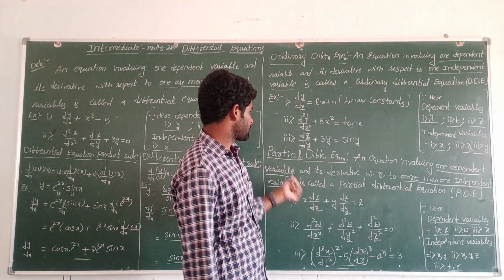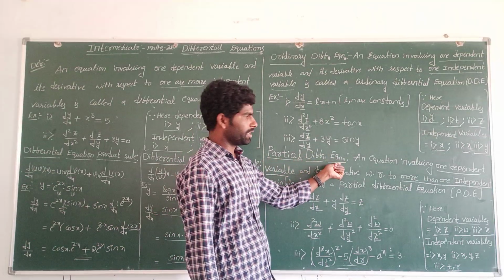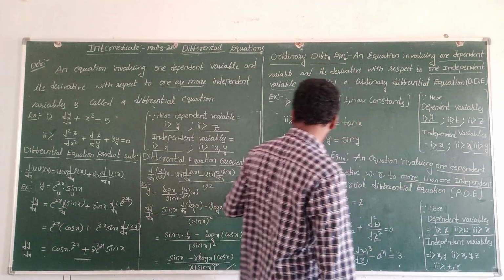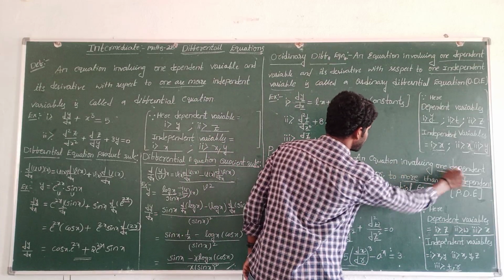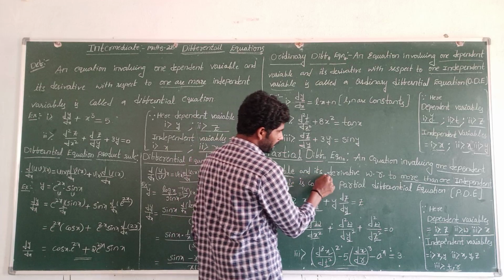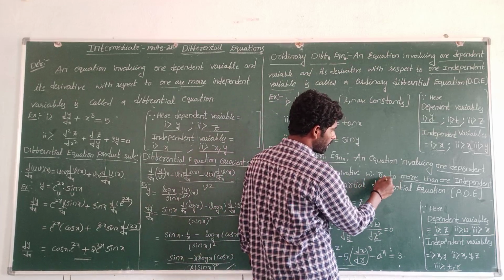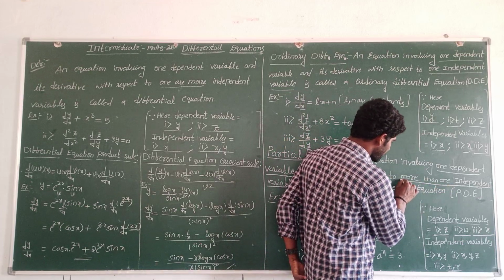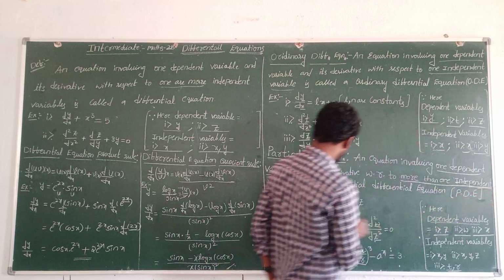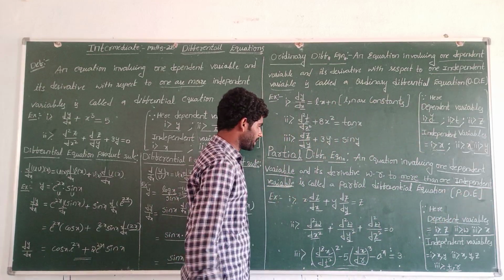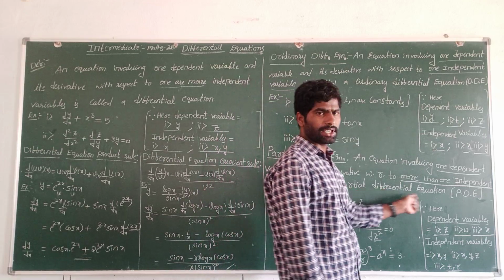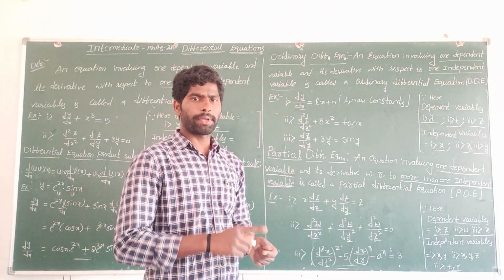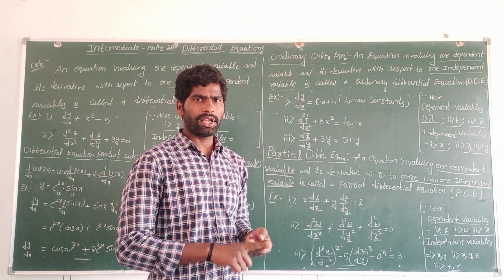Partial differential equation. The second one is the partial differential equation. Important, listen. An equation involving one dependent variable and its derivative with respect to more than one independent variable is called a partial differential equation. In short form we call it PDE, partial differential equations.